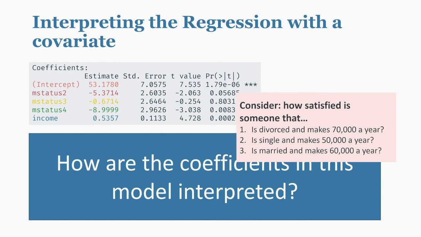So in order to answer these questions here, such as how satisfied is someone that is divorced and makes $70,000 a year, we'd need to return to our regression equation, which again we form from our estimates and our dummy codes, and we plug in the values. So you would want to plug in a 1 for divorced and a 70,000 for the income, right? And then you would be able to compute that value. We're not going to do this here in the video, but it might be worthwhile for you to pause the video and try one or more of these now, or maybe you could come back to it at the end of the video just to make sure that this is all making sense.